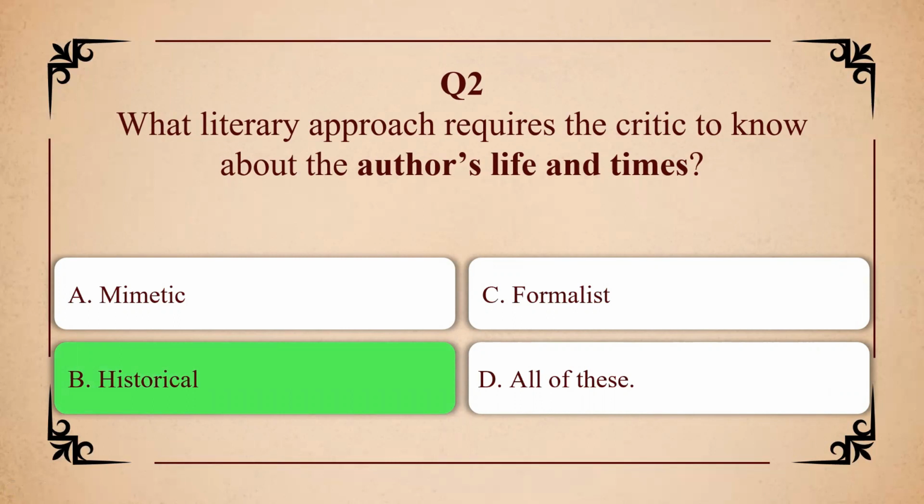Historical. A formalist approach looks only at the text and excludes the life and times of the author. In the mimetic approach, it may be helpful to look into the author's background, but it is not required.